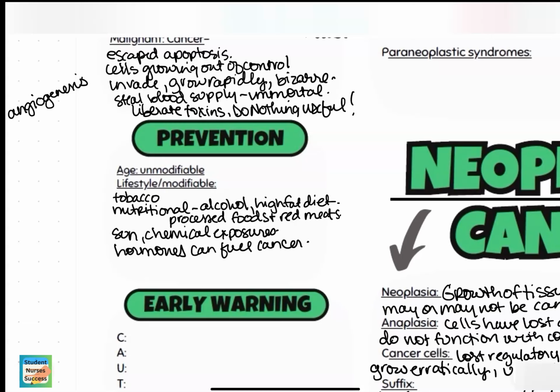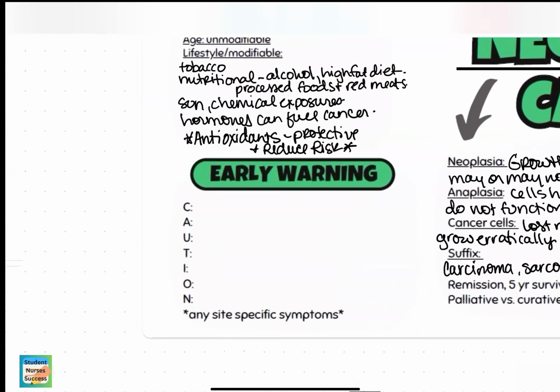The one thing we know is that something called antioxidants are actually protective against cancer. So they reduce your cancer risk. Antioxidants help repair cells that have changed.